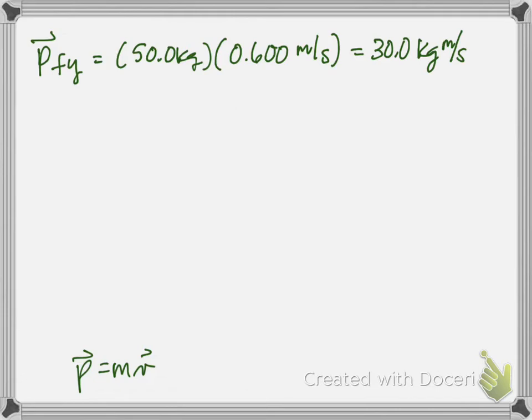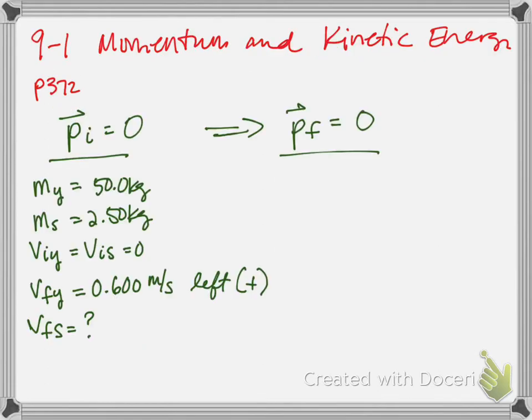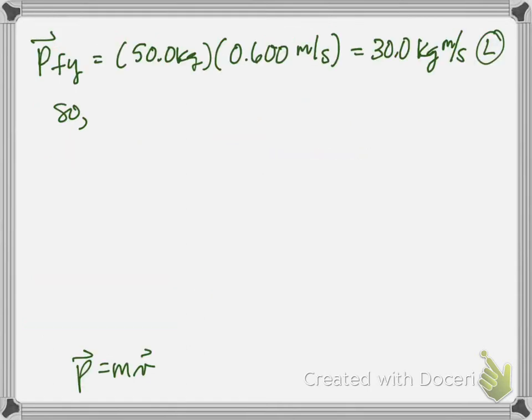Now the direction of your momentum is, I'm just going to write L with a circle around it, to the left, okay? So since our initial total is 0 and our final total is 0, my skateboard's momentum has to balance this out. So the final momentum of the skateboard is going to be 30 kilogram meters per second to the right.